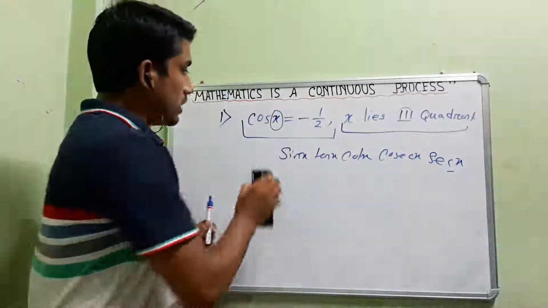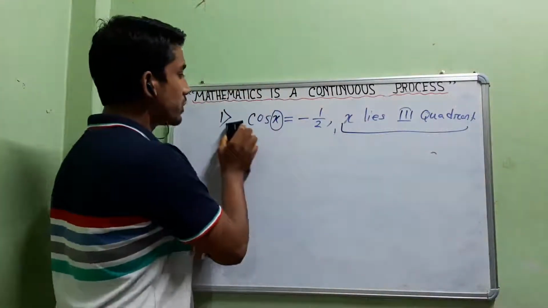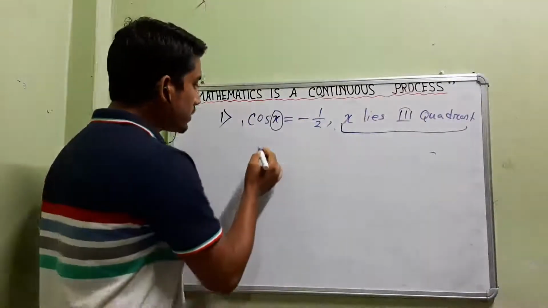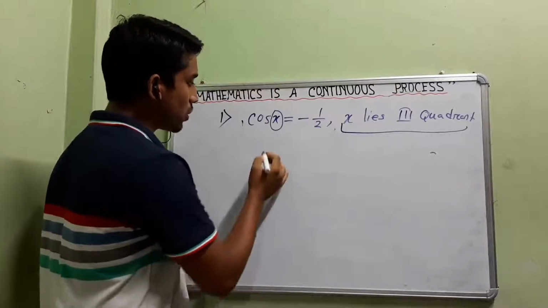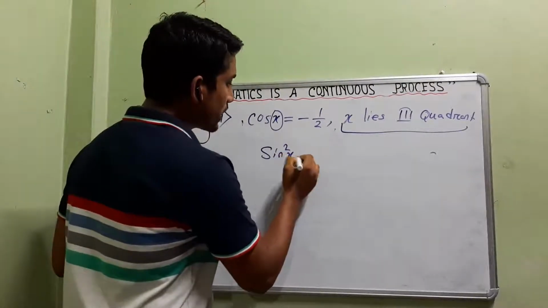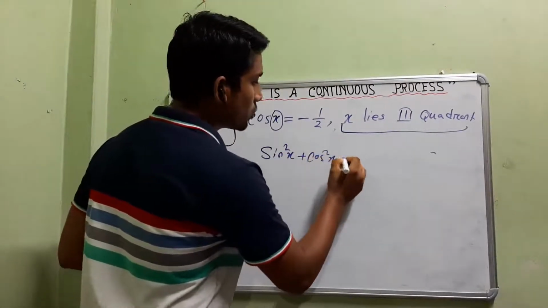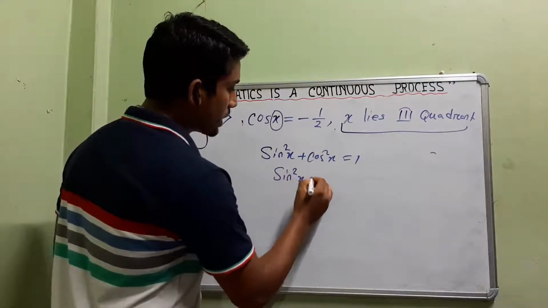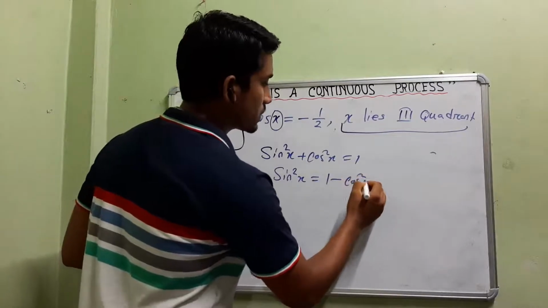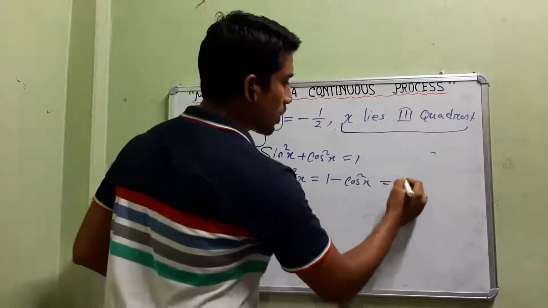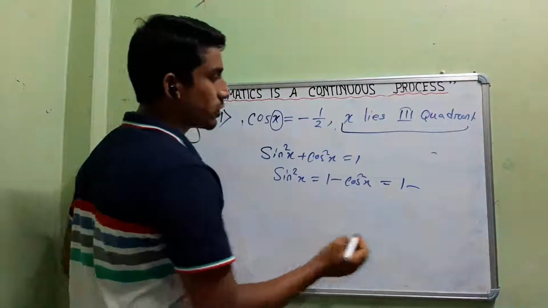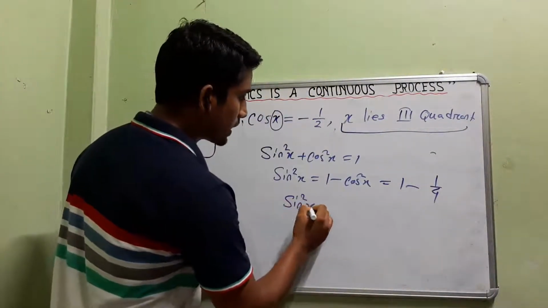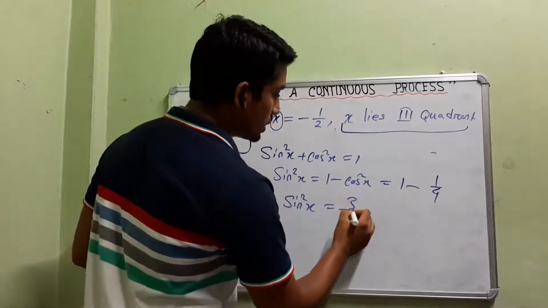So let us start. First of all, cos x equal to minus half is given. So what can we find about sin x? Already we know the identity sin square x plus cos square x is equal to 1. Using this identity we can easily calculate sin x. Sin square x is equal to 1 minus cos square x. So 1 minus cos square x means 1 minus (1 by 2) whole square, which will give you 1 by 4. So sin square x is equal to 1 minus 1 by 4, which gives 3 by 4.